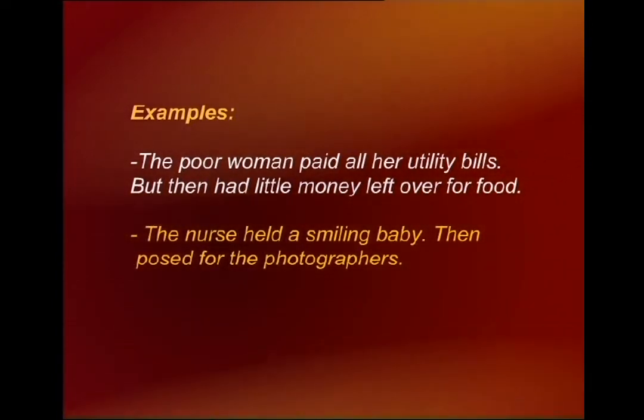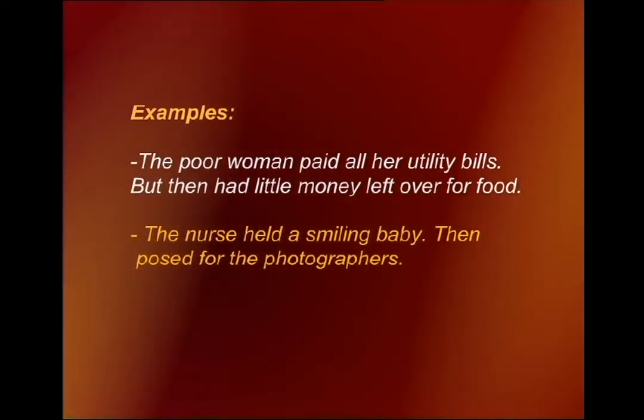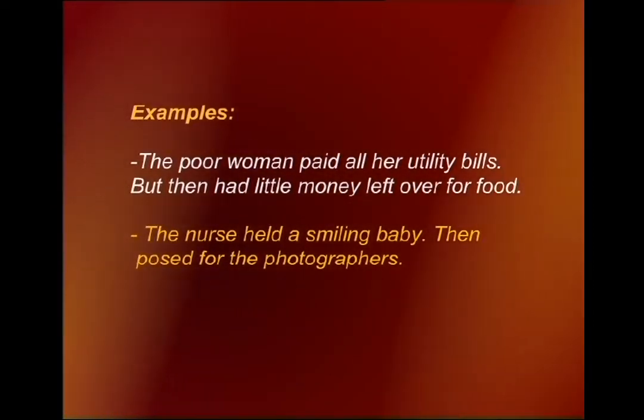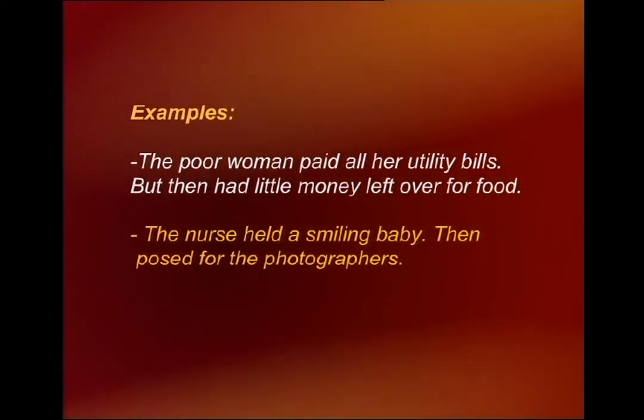There is something wrong over there. Look at the next example: the nurse held a smiling baby, full stop, then posed for the photographers. In each of the above examples, the first statement is a complete sentence and the second word group is a fragment. Right? Notice that in each of these fragments, it is the subject that is missing. The first fragment omits the subject of the verb had, and the second fragment omits the subject of the verb posed.